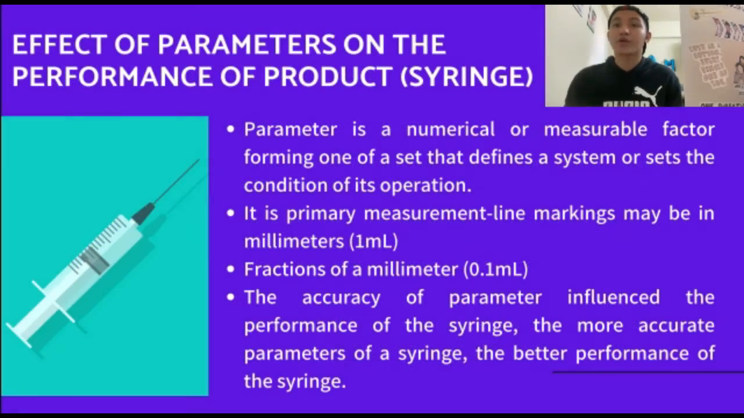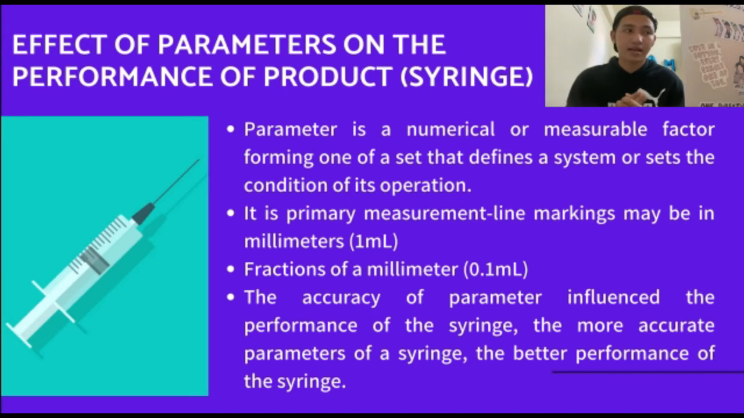For this session, we are going to discuss the effect of parameters on the performance of the product, which is shrink. Parameter is a numerical or other measurable factor forming one of a set that defines a system or set of the condition of its operation. The important parameters when specifying needles are needle gauge, length, inner diameter, and outer diameter. When specifying a needle, they range from the largest to the smallest. The largest needle gauge, the smaller the needle.